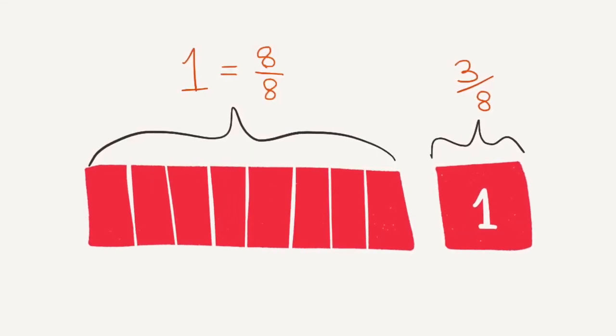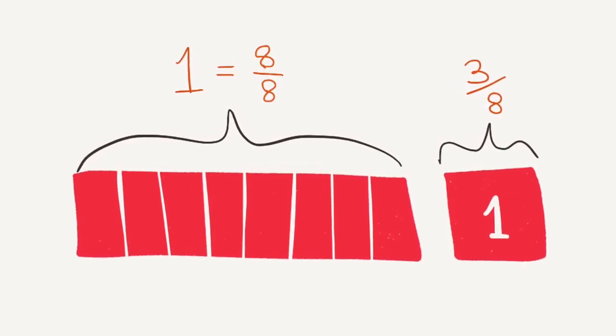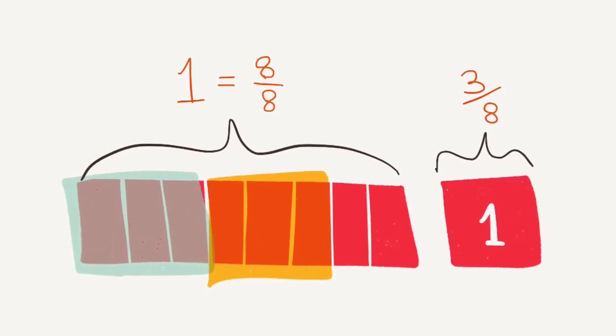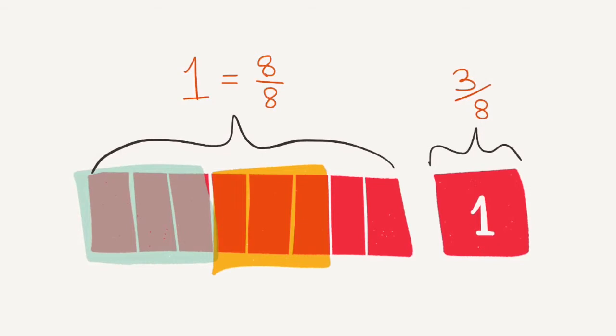Once we cut 1 into 8ths, we recognize that we have 8 pieces. So 8 pieces out of 8 that make a whole is 1 whole. And now we can take away our 3/8. There's a group of 3/8. There's another group of 3/8. But we have these 2 left over. What do we say about them?